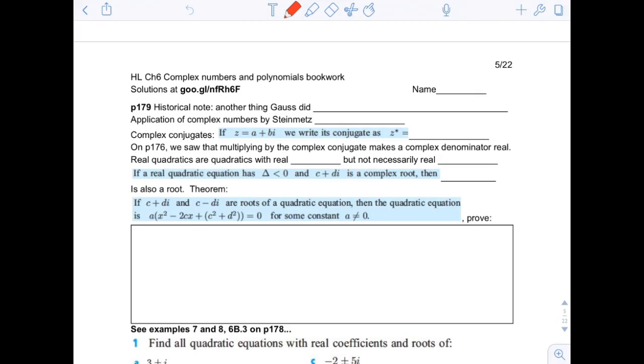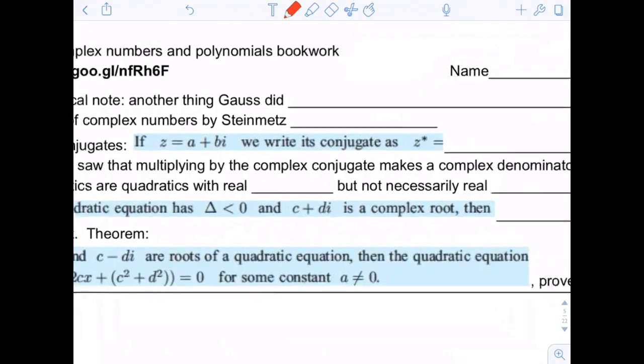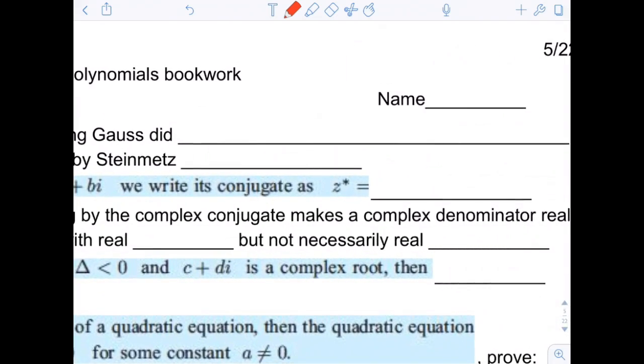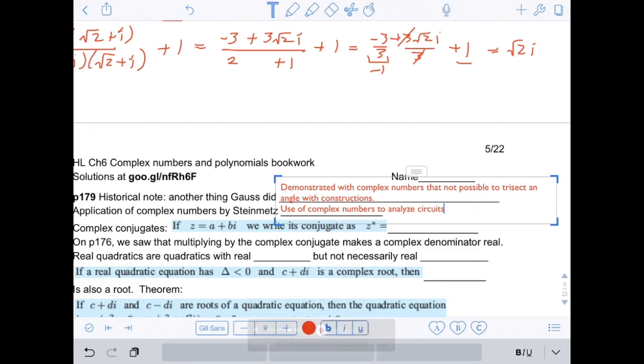On page 179, there is yet another thing that Gauss did, which is he's the first one who did something useful with complex numbers. What he did was he demonstrated that it was not possible to trisect an angle with constructions.